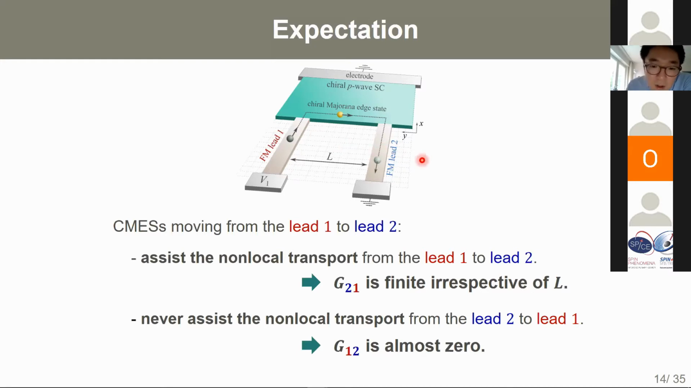On the other hand, when we inject an electron from lead 2, the created Majorana moves like this and is absorbed into the ideal electrode attached to the superconductor. In this case, the chiral Majorana never assists the non-local transport from lead 2 to 1. As a consequence, we may find that the non-local conductance G12, from lead 2 to 1, goes to almost 0. So we can see a drastic contrast between G21 and G12, reflecting the motion of the chiral edge states. And this is our expectation.